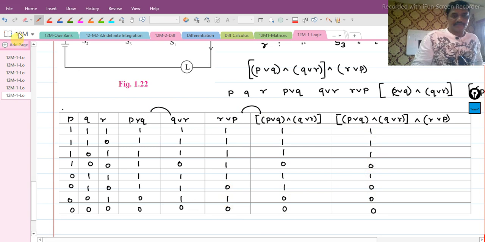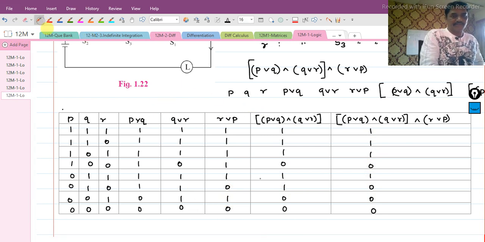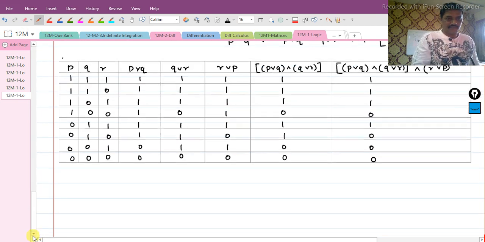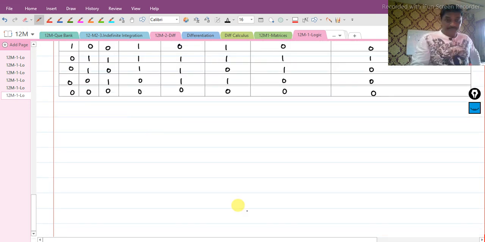This is the input output table. Please tell me whether this is clear to you all. Say yes or no. Hello?